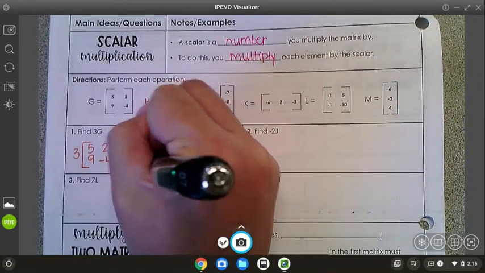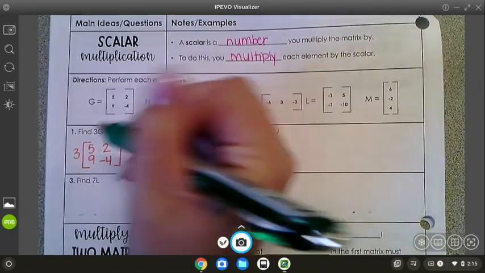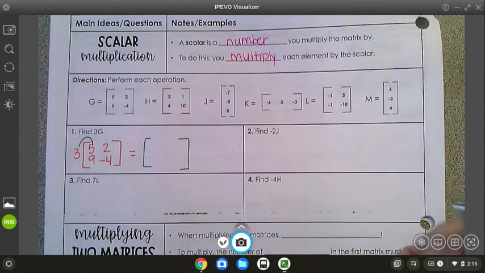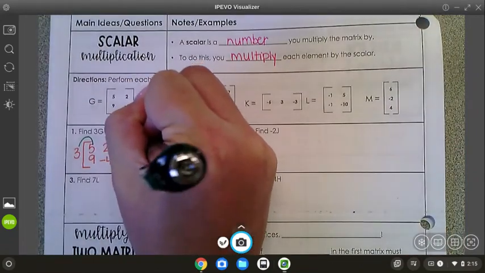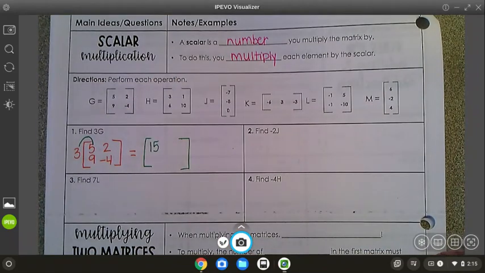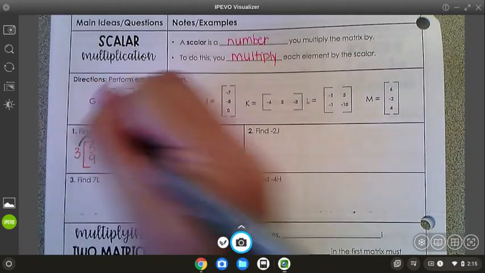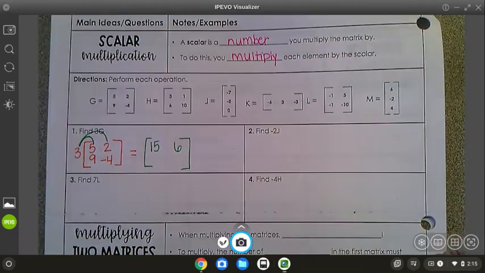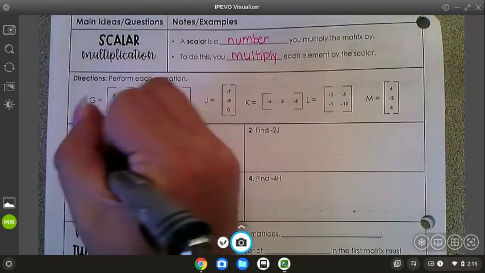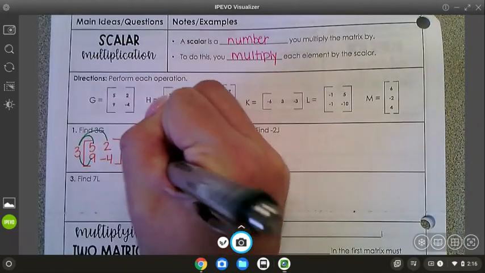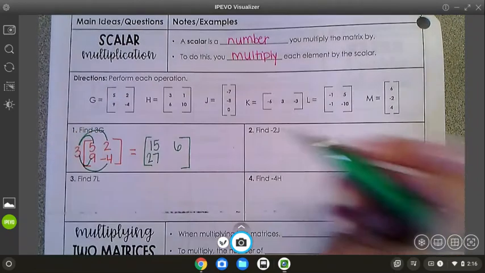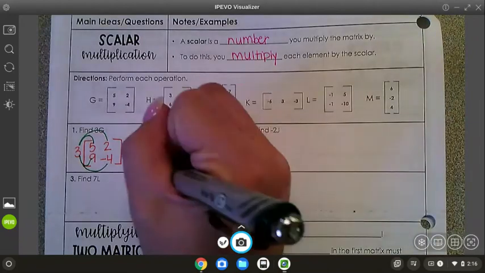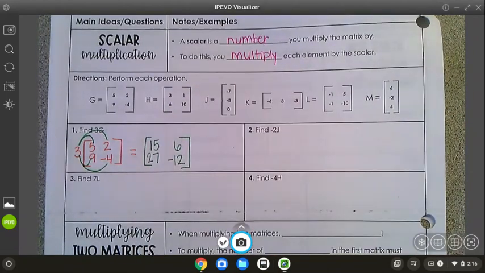So if we take 3 times 5, that's 15. So that goes there. 3 times 2 is 6. 3 times 9 is 27. And 3 times negative 4 is negative 12.